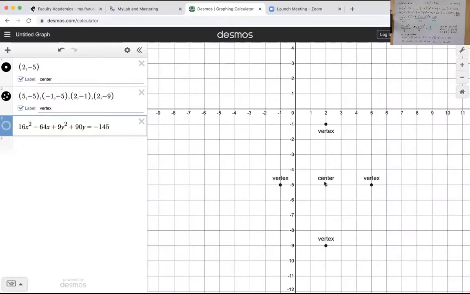So you'll notice I have the center and the 4 vertices that we labeled on the previous page. And we believe that this is going to be the equation that will define that ellipse. And let's see if that's the case. Sure enough, it is. All right, my next question for you is the following. Is the major axis vertical or is the major axis horizontal?